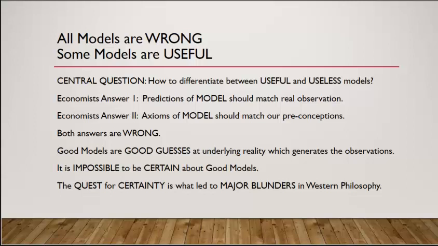So what is the right answer? Well, good models are good guesses at the underlying reality, at the mechanisms of the underlying reality which generate the observations. Now, one of the major issues is that it is impossible to be certain about good models. And this is why the Western methodology does not accept this answer, because we will never be sure if our model is true or not. So we can never justify this model. It's just a guess. Because as Kant realized correctly, reality is not accessible.